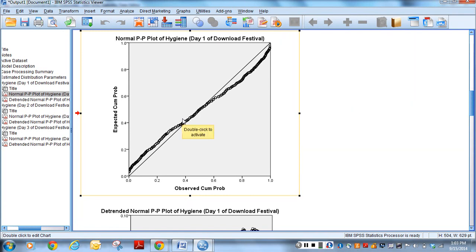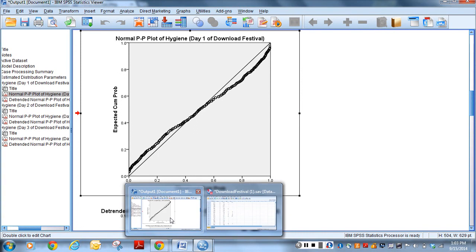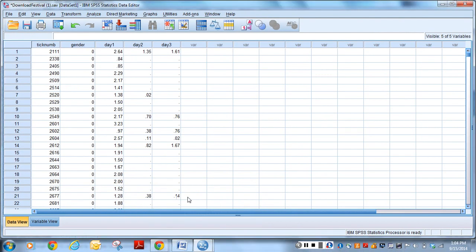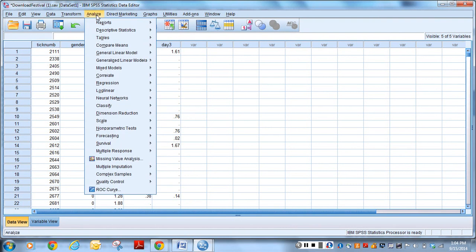So let's use numbers to spot normality again, and that will definitely help us get a better indication of whether these data are normal or not, especially whenever you're using smaller samples. Graphs are great if you have large samples, but with smaller samples, it's better to use the frequencies command. So let's go back to our data view, and let's go to Analyze, Descriptive Statistics, and Frequencies.